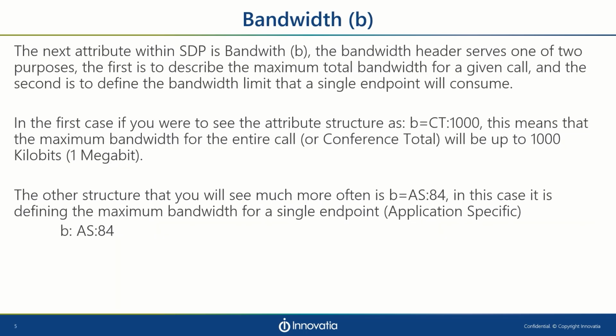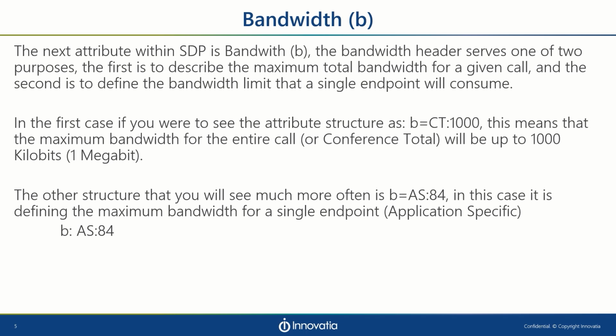Now, the next attribute down that we will see is the bandwidth attribute. The bandwidth attribute plays a double role here, but it is used to effectively communicate the same type of information, specifically how much bandwidth is going to be consumed by this particular media session. Now, there are two different structures for the bandwidth attribute. The first is a way to describe or limit the amount of total bandwidth that this call will consume, including all of the various media streams from all of the different participants in the call.